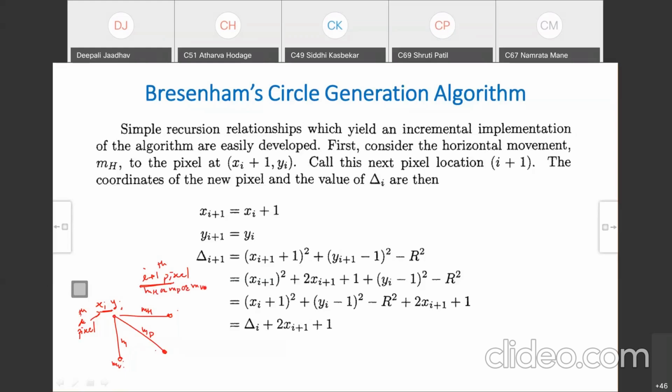Any one of these. So first we are going to see for MH. What is this pixel? The I plus 1th pixel, if it is chosen horizontally. How do we choose? Previous calculations are used to choose that pixel. If a horizontal pixel is chosen, then what is the I plus 1th pixel? For that, the recursion method is used for the calculations.